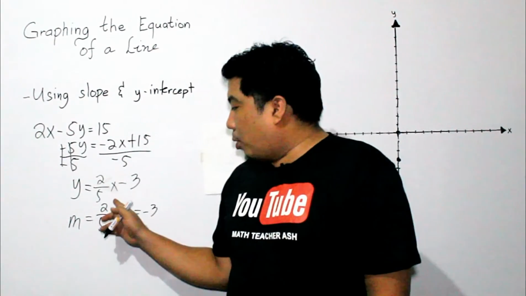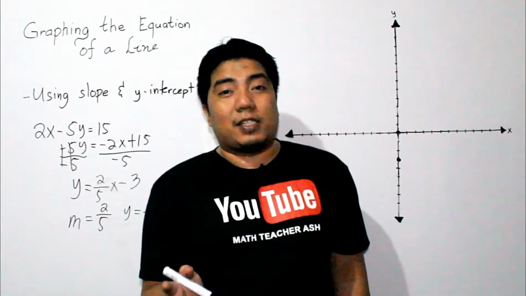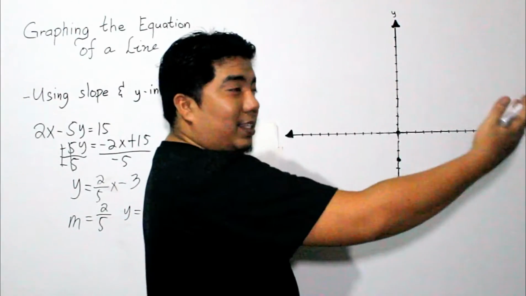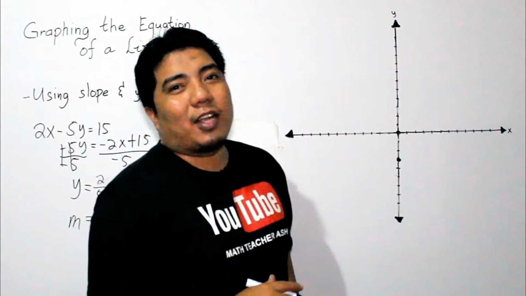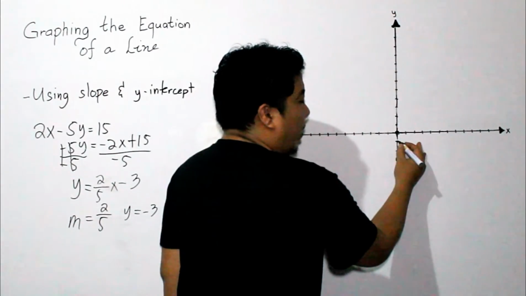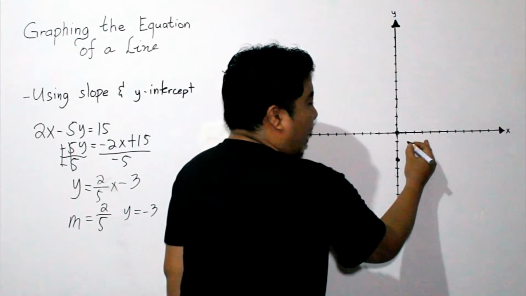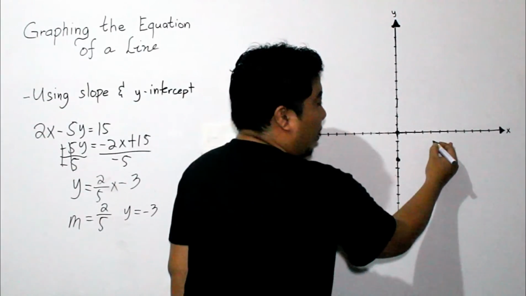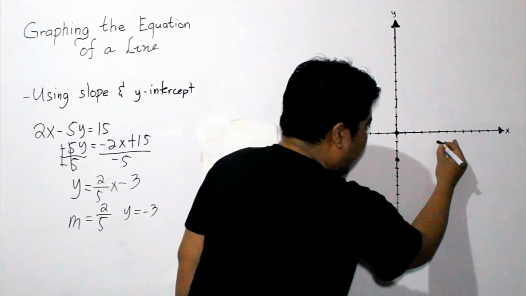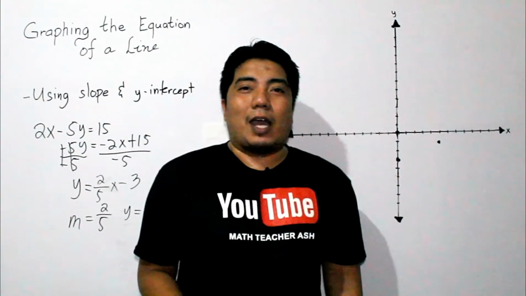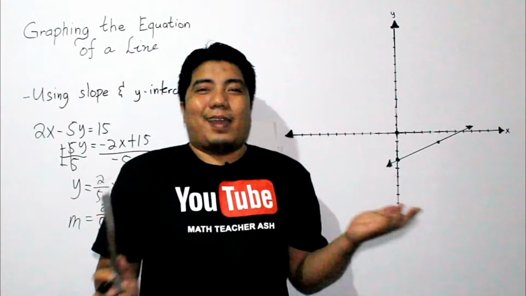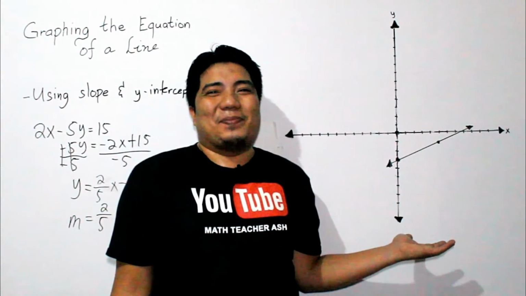And then, since both numerator and denominator are positive, we will rise and run on the right side of your Cartesian plane. So, you rise 2 units: 1, 2. Then you run 5 units to the right: 1, 2, 3, 4, 5. And this is your point. Now you have your 2 points, and what you will do is connect them. And this is what your graph looks like.